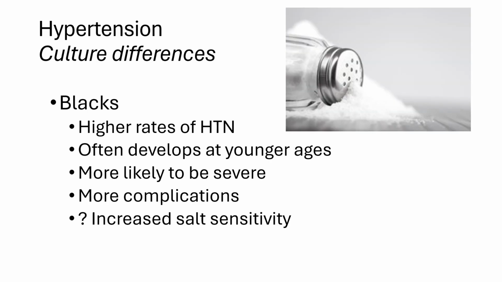There are some cultural differences for hypertension. Blacks or African Americans have a higher rate of hypertension. They often develop it earlier than Caucasians or other ethnicities. It is more likely to be severe. They are also more likely to develop diabetes and have renal problems related to their hypertension. They have many more complications. And some blacks, just from their ethnicity, have a salt sensitivity that is much higher than other ethnicities, which they attribute to their problems with hypertension.